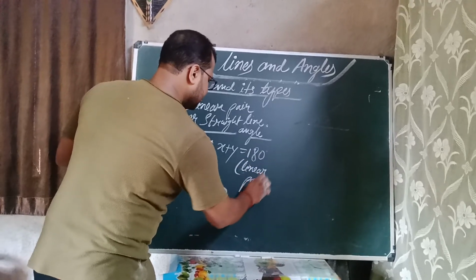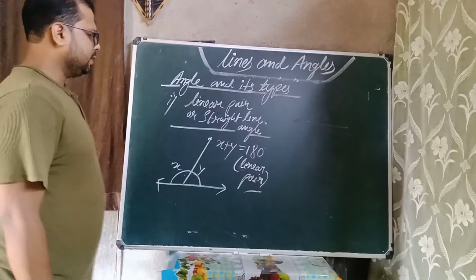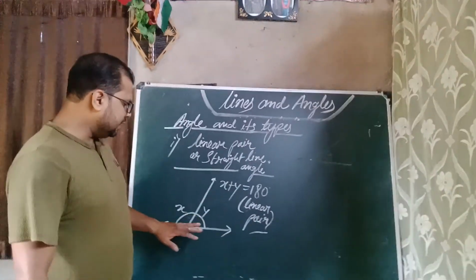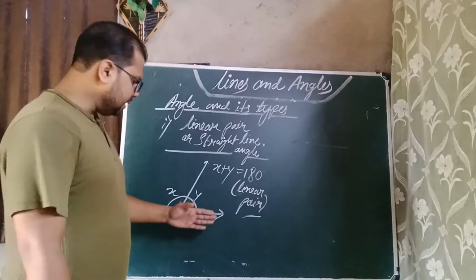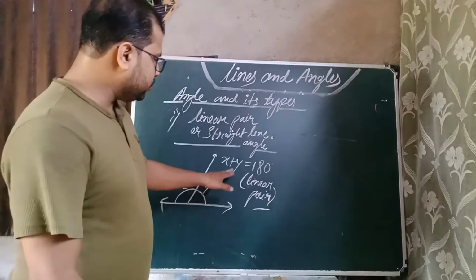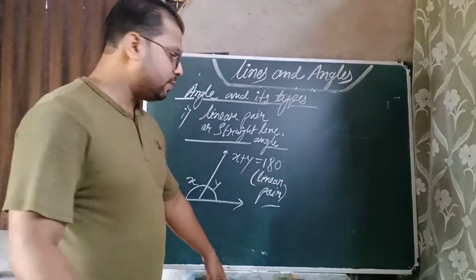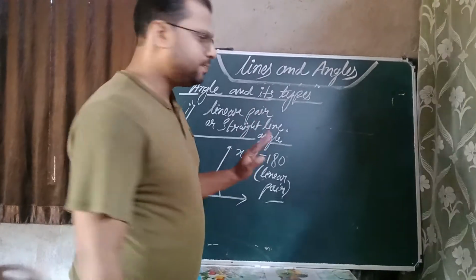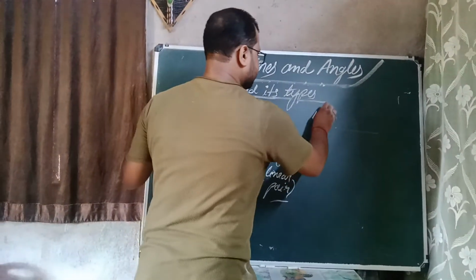Linear pair. It means if there are more than two angles also, but on the same line, they will show equal to 180 degrees, and the reason would be what? Linear pair. Understood?